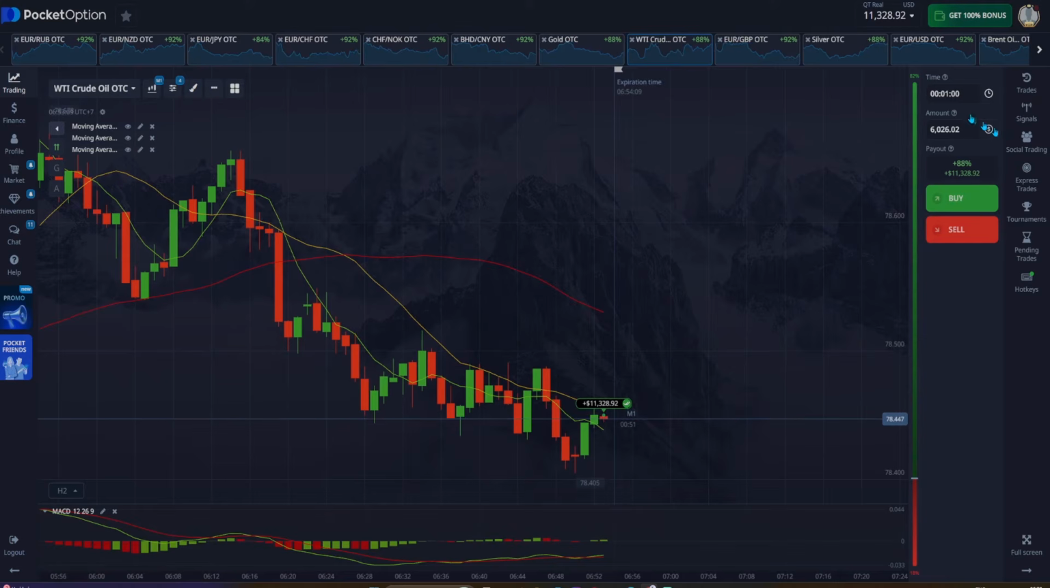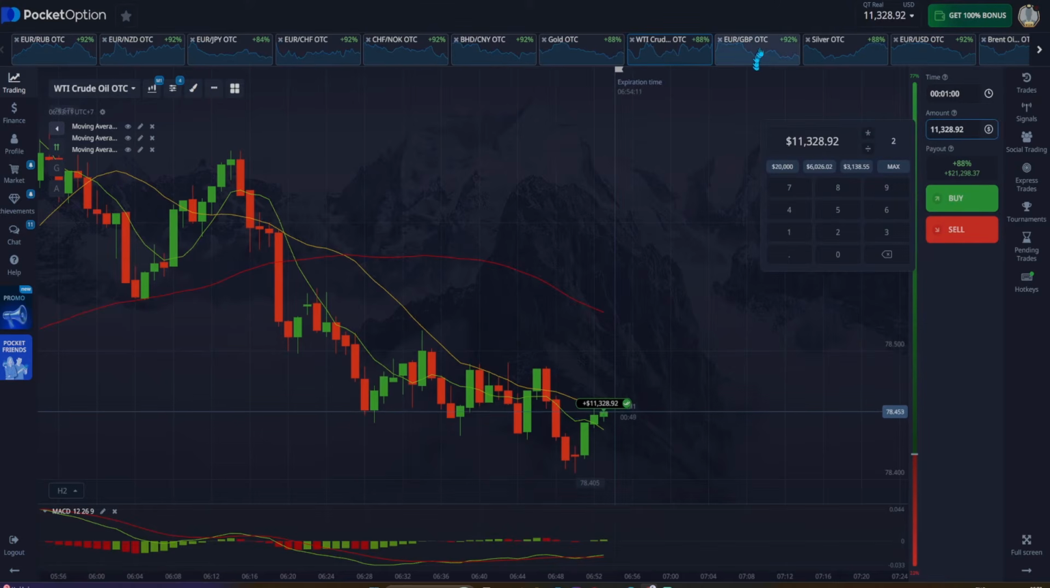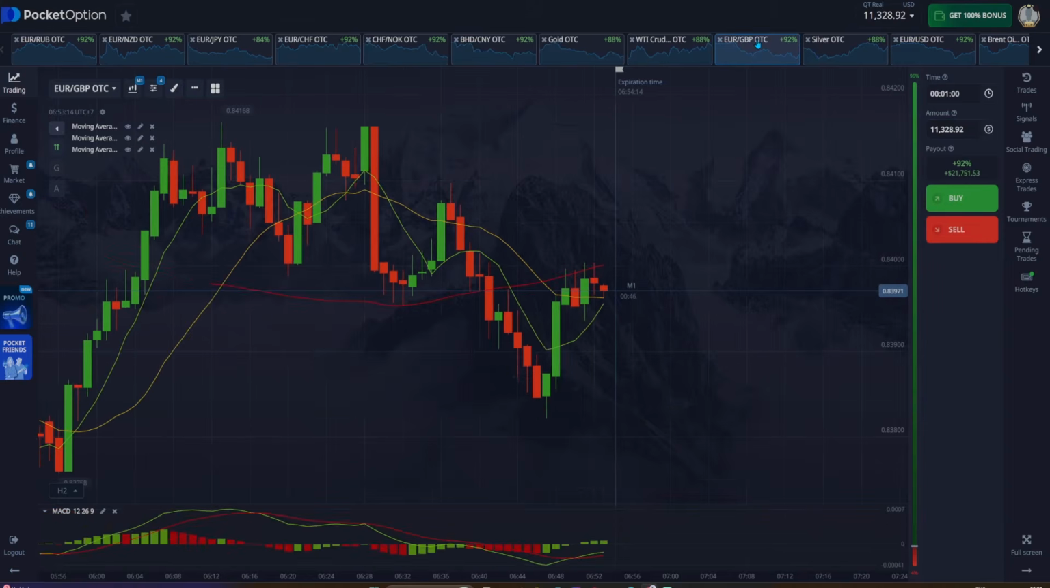Exactly, the candles are pushing upward just as we expected, and after this, we'll be ready to open the market again for the next opportunity.